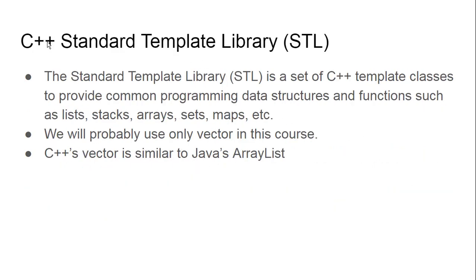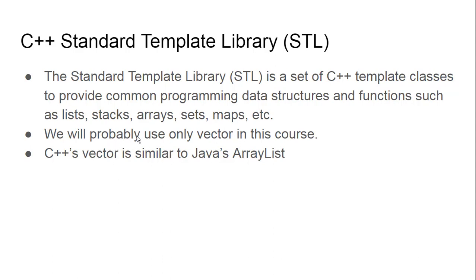So then C++ has a library called the Standard Template Library, STL. This is a set of C++ template classes that provide the common data structures. These are some of them. They are very useful, very powerful. For this course, I think we'll probably use only vector. I haven't totally decided. Maybe we will talk about set toward the end, or maybe not. For most of the course, vector is sufficient.